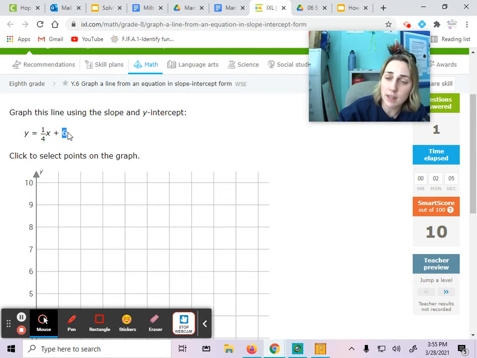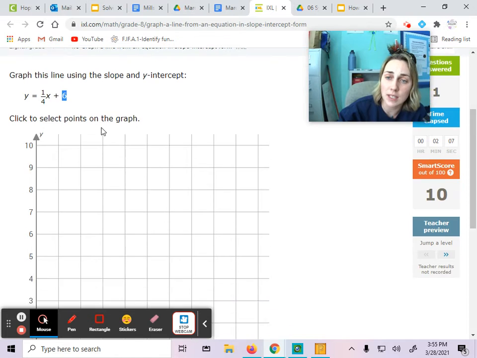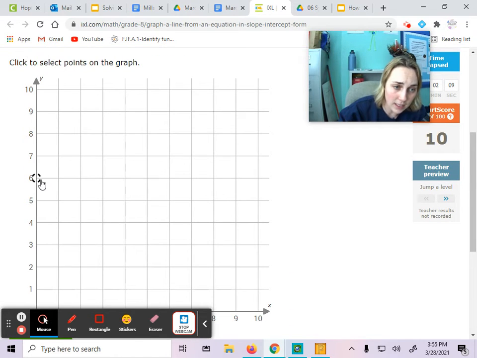I got to plot my y-intercept first. My y-intercept is a positive 6. So here, I need to find where 6 is. Well, 6 on the y-axis is right here. So that's my first point.